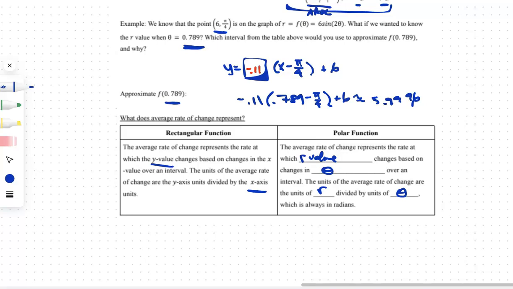which will always be in radians. And that does it for this lesson and for all of the content that will be covered for the AP exam.